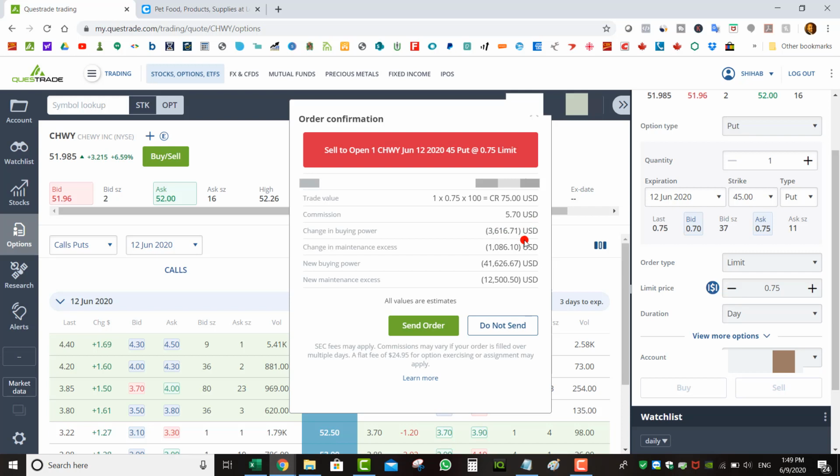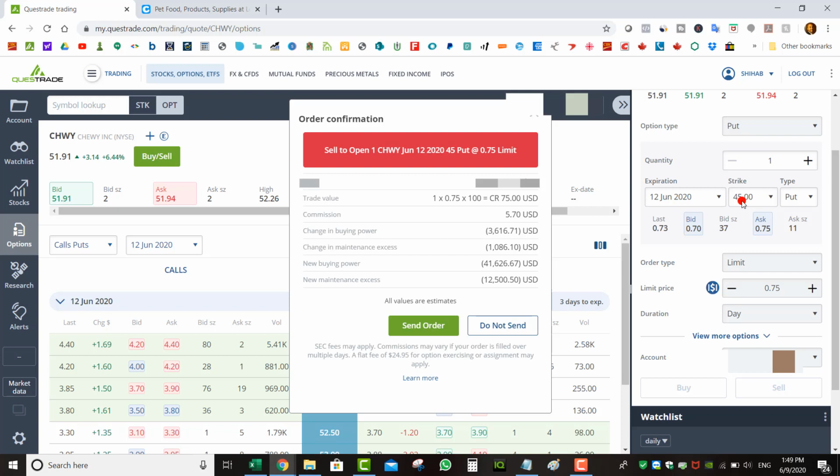Now I'm not exactly sure how Questrade calculates this. It's written on their website, but it's kind of confusing. What's more important is that you need to have the availability to buy 100 shares of that stock at the strike price that you sold. So if I'm selling the naked put at 45, do I have enough capital in my account to buy 100 shares of Chewy at 45? Do I have 4,500 US in my account? That's what you need to look at. If you have enough buying power for 4,500 US, then that's the maximum capital requirement you need for this trade.